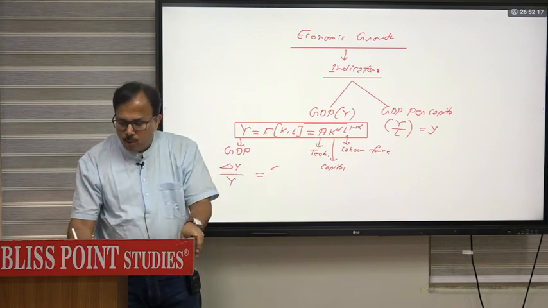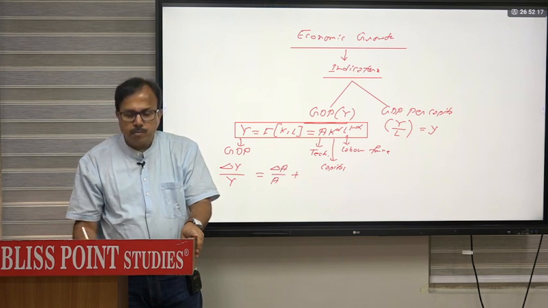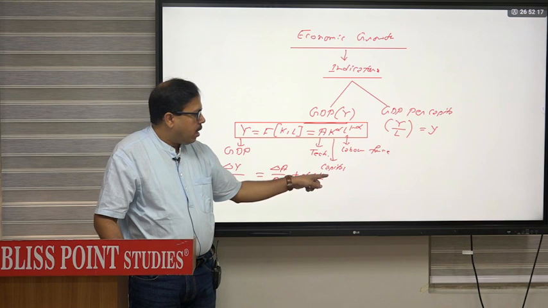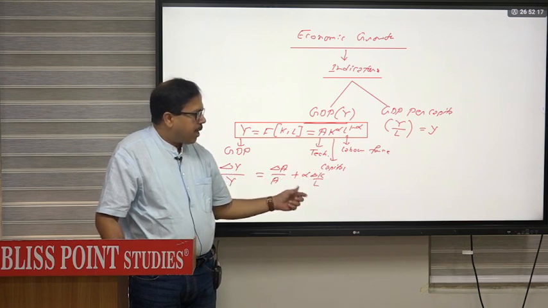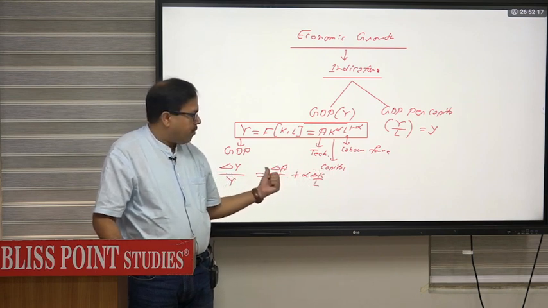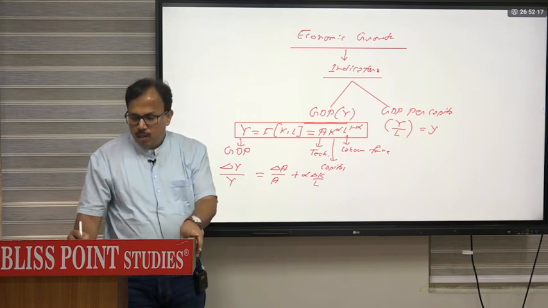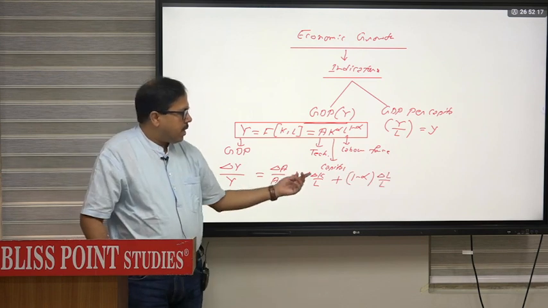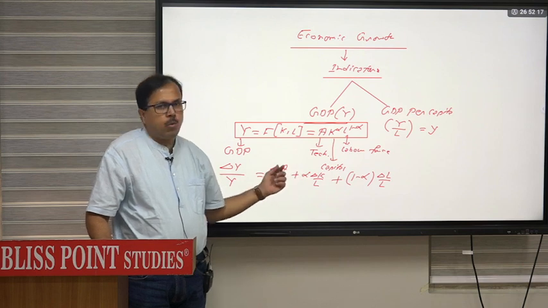Growth of technology will be written as delta A by A, then plus alpha delta K by K. That will determine the share of capital in that growth rate. This is the share of technology in the growth rate. And for labor you write 1 minus alpha delta L by L. So this equation is the growth accounting equation.